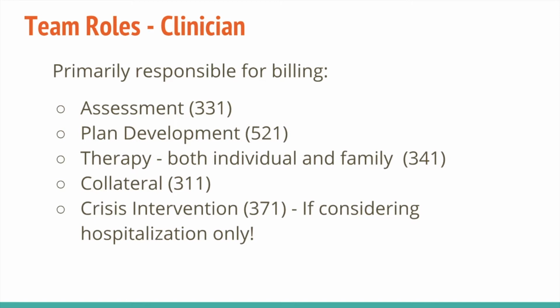So now that you have more detail on all the services, let's review which person on the team provides which services. Starting with the clinician, this team member is responsible for assessment, plan development, therapy, and collateral services with the client's parents or significant others in the client's life.